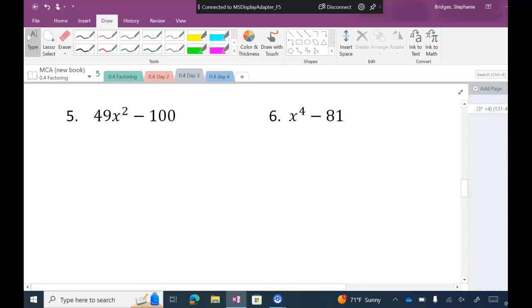49x squared minus 100. Do I have a GCF? No. Are those numbers perfect squares? Yes. So we can continue to factor because they are being subtracted. What is the square root of 49x squared? 7x. Okay. What's the square root of 100? 10. And then we do 1 plus, we do 1 minus. Do I still have perfect squares? No.